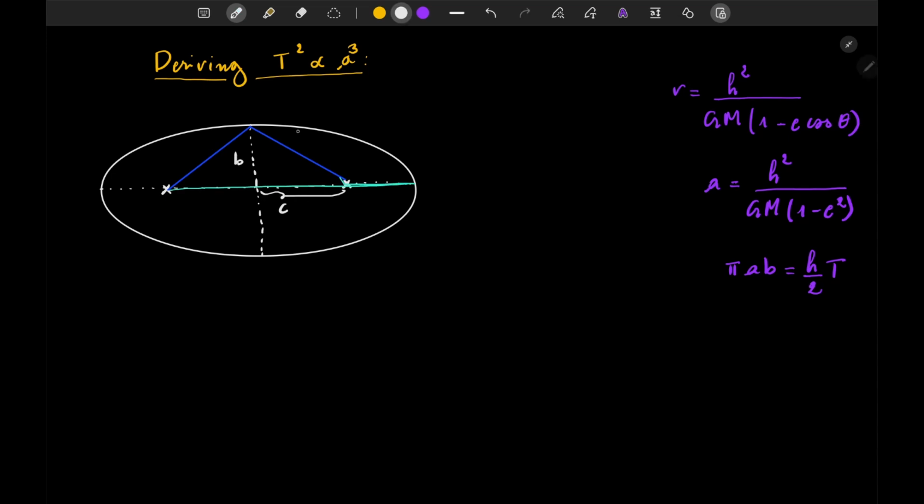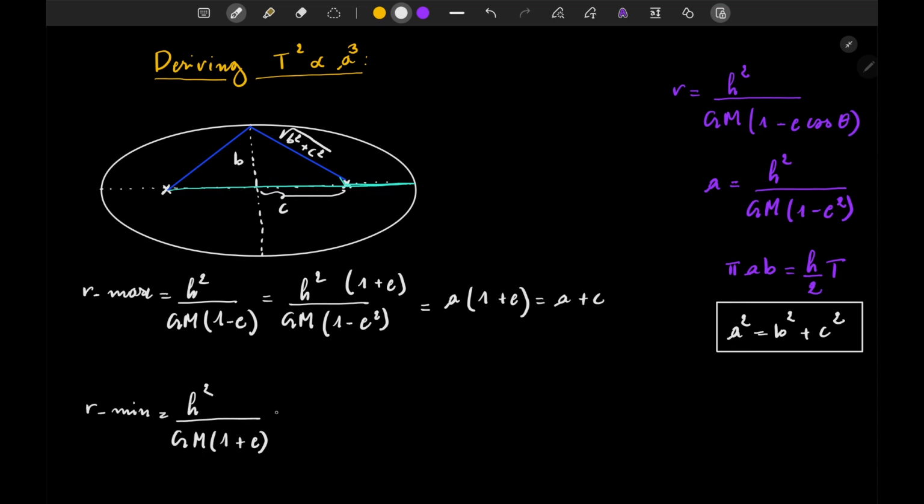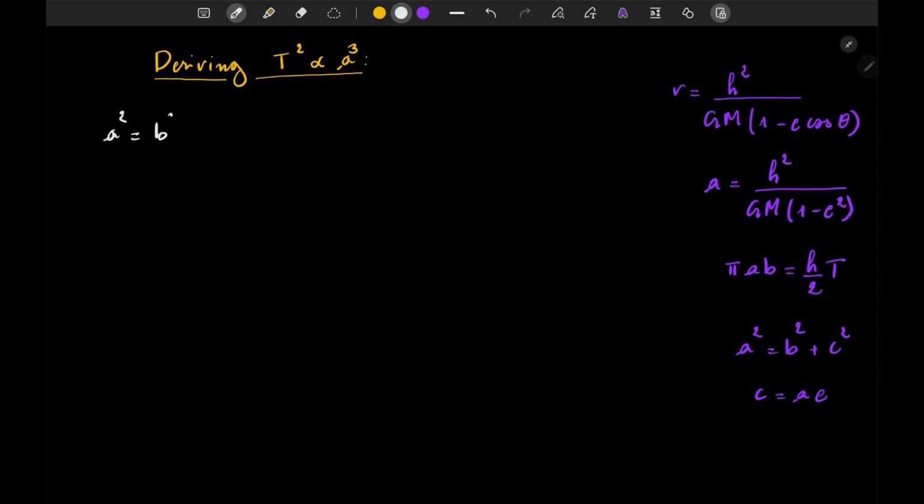We will take advantage of this property, and by defining the distance between the center of the ellipse and the focus point as c, we get our third property, which is a squared equals b squared plus c squared. After simple algebraic manipulations, we get Rmax equals a plus c and Rmin equals a minus c. And by taking Rmax minus Rmin, we finally get c equals a times e. Now we have all the properties that we want. So let's go for the actual derivation.